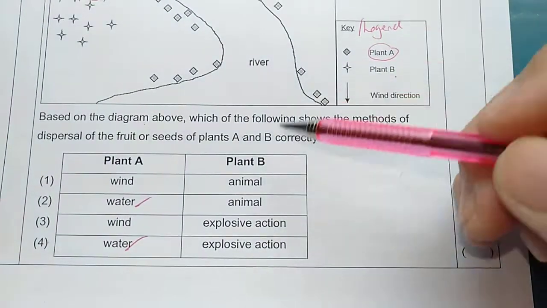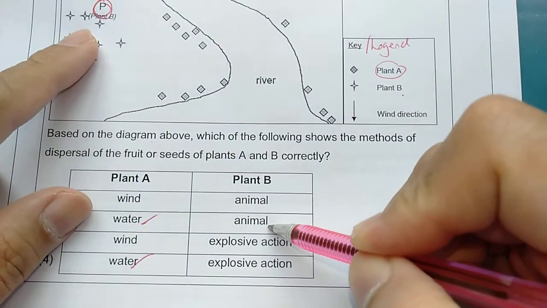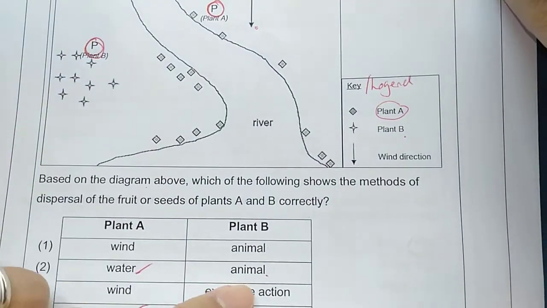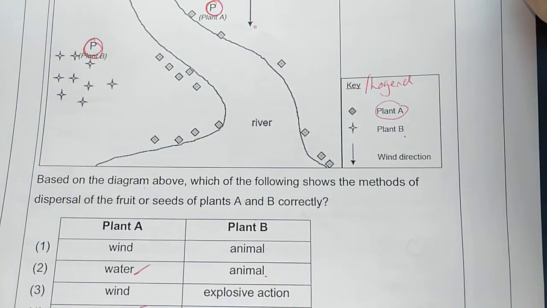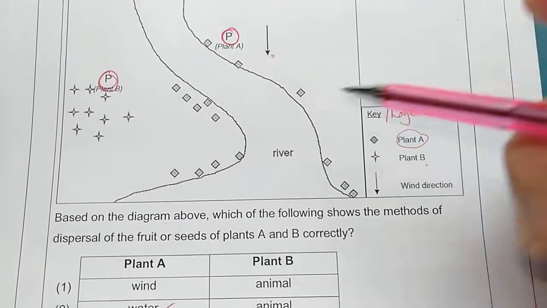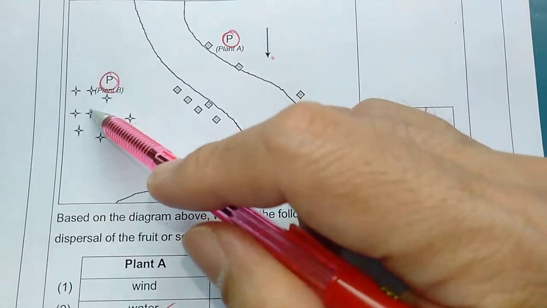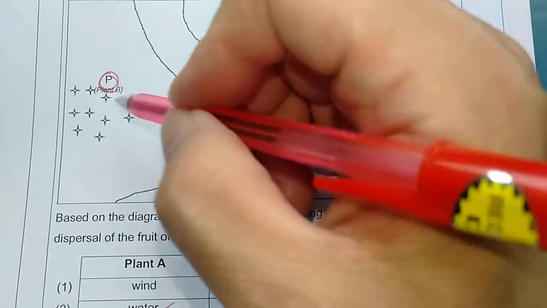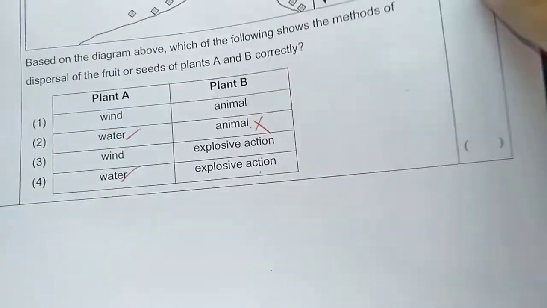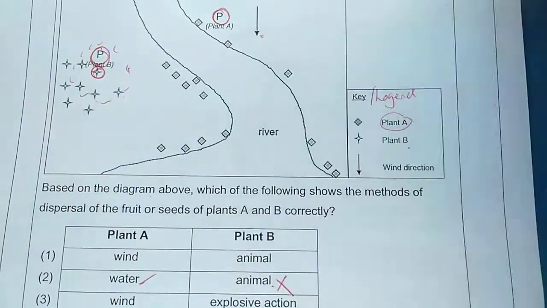Now if we look at B, it's either animal or explosive. If it's by animal, then it must be in a haphazard manner, where the dispersal is all over the place in no fixed pattern. Well, it's not the case. If it's by animal, I should see the young plants of B all over the place. So I would think it's not by animal. Explosive action is usually like this, around the parent plant.